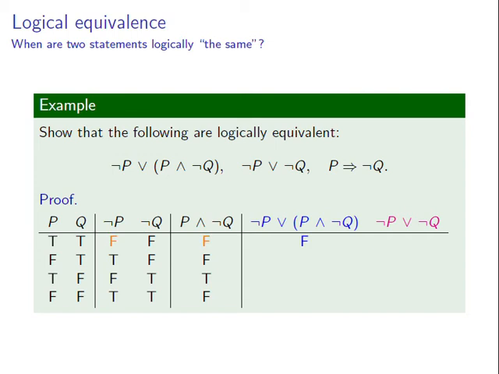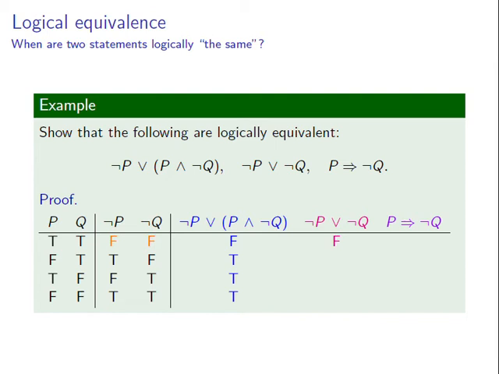Either not P or both P and not Q is false if and only if not P is false and P and not Q is false. It is true for all other cases. Not P or not Q is false if and only if not P is false and not Q is false. It is true for all other cases. P implies not Q is false if and only if P is true and not Q is false. It is true for all other cases.